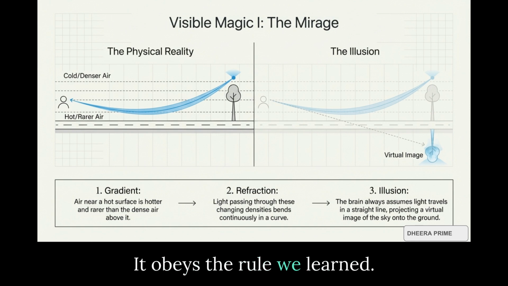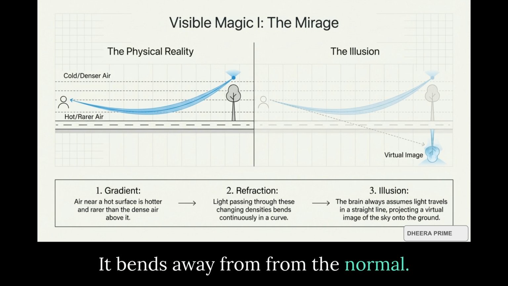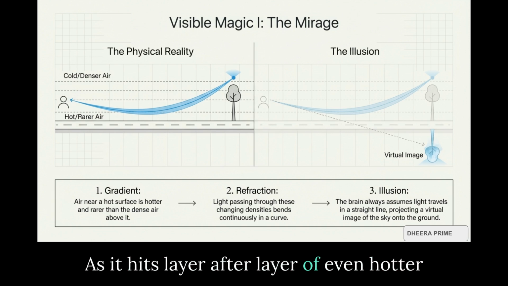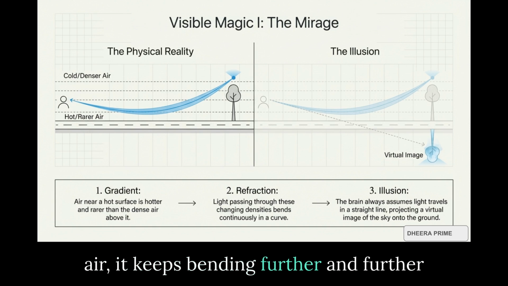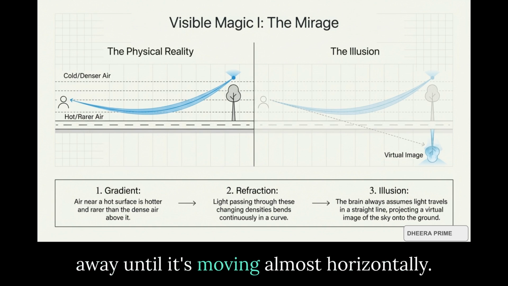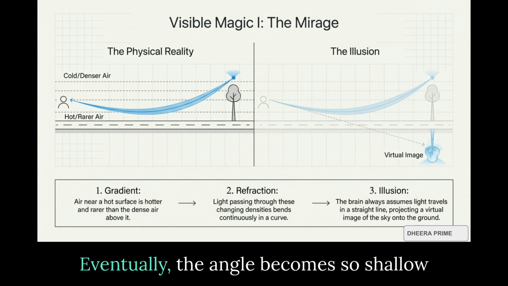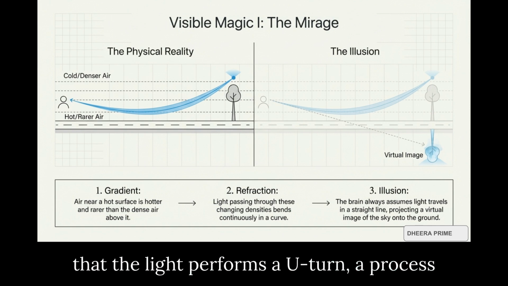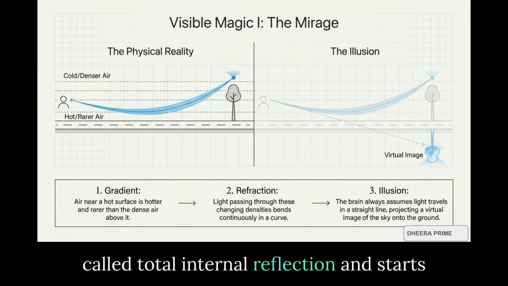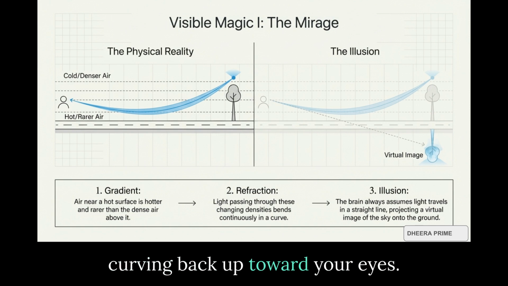It obeys the rule we learned. It bends away from the normal. As it hits layer after layer of even hotter air, it keeps bending further and further away until it's moving almost horizontally. Eventually, the angle becomes so shallow that the light performs a U-turn, a process called total internal reflection, and starts curving back up toward your eyes.